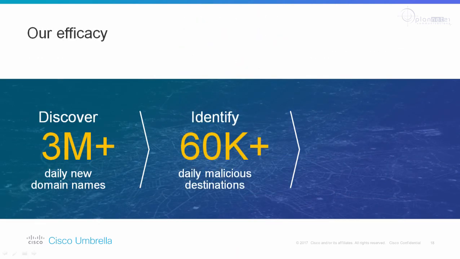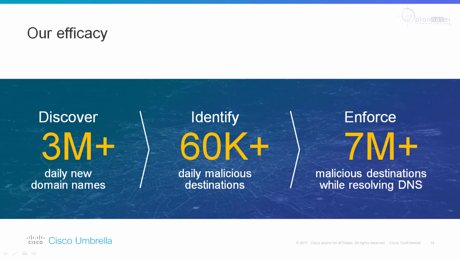Umbrella discovers more than 3 million new domains daily. By analysing this traffic with our statistical models, Umbrella identifies over 60,000 malicious destinations, be it domains, IPs and URLs, every single day. You not only need threat intelligence, but you also need the ability to act on this data. Umbrella has the horsepower to actively enforce more than 7 million malicious domains and IPs at the same time a DNS request is being processed. Appliances and hybrid cloud solutions can't come close to that scalability.